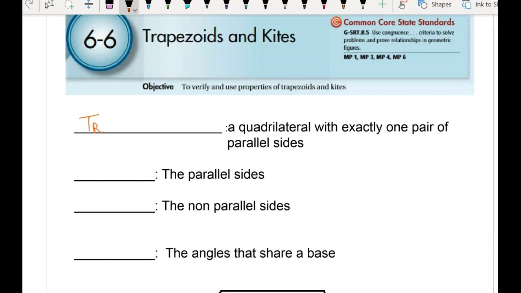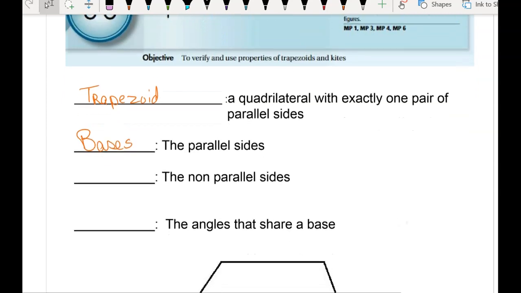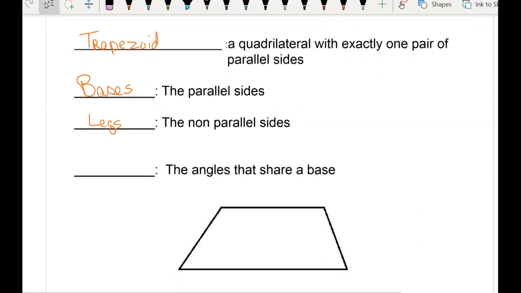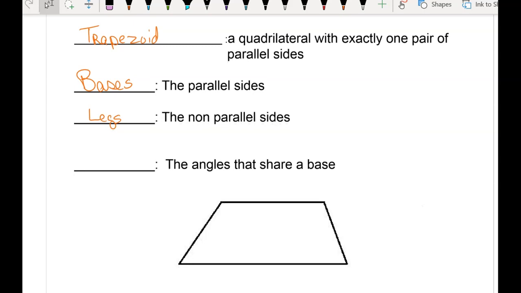That is a trapezoid. And the parallel sides are called bases. And the non-parallel sides are called the legs. And the angles that share a base are called base angles. And there are two sets of base angles in a trapezoid.